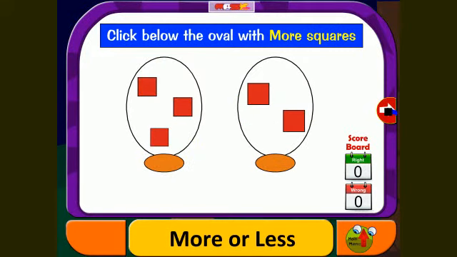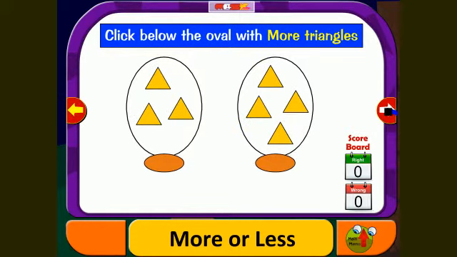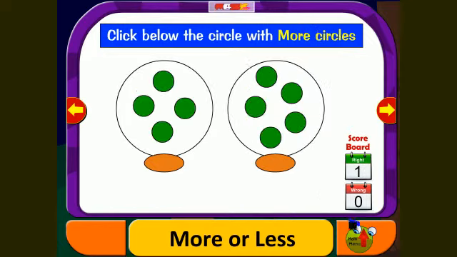Click below the oval with more. Click below the oval with more triangles. Correct. Click below the circle with more circles.